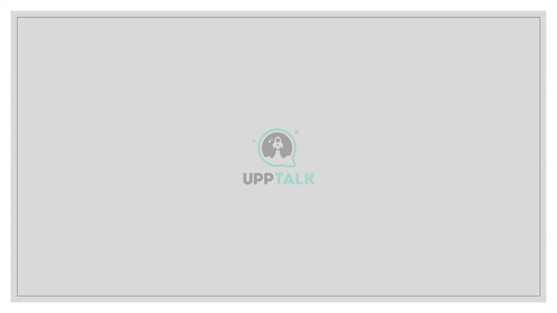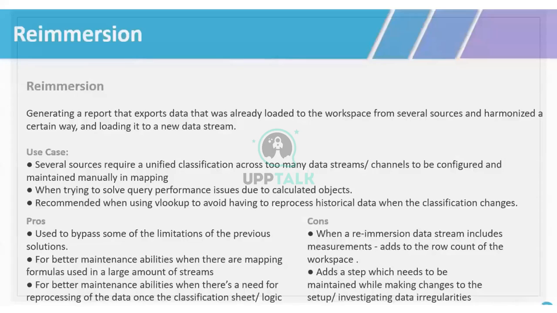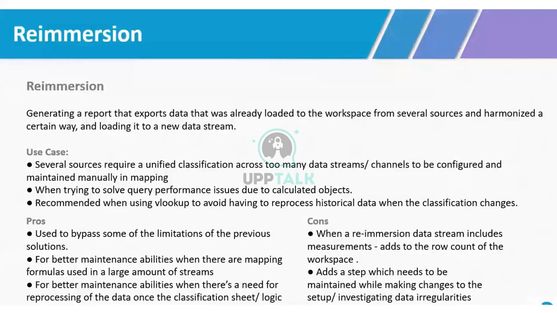What is re-immersion? Re-immersion is basically generating a report that exports data that was already loaded to the workspace from several sources and harmonized in a certain way, and loading it back to a new data stream. Confusing, right? That's why I'm taking out a report and again putting it back. Basically, what happens is why re-immersion is used.